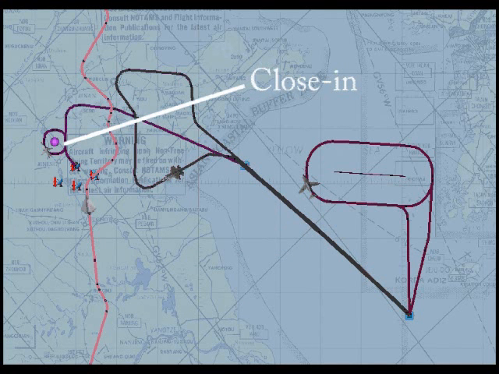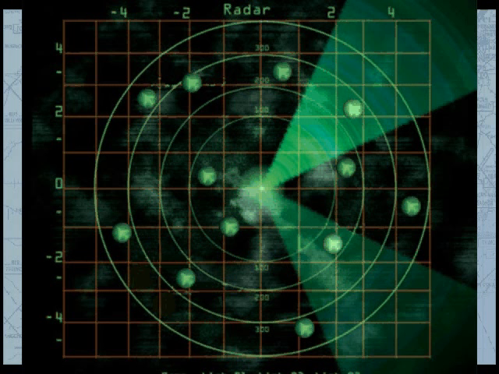Close-in jamming refers to EA platforms that get very close to a radar, such as the MALD-J. Decoy jamming refers to any type of EA platform that suppresses radars by using false targets rather than noise jamming.